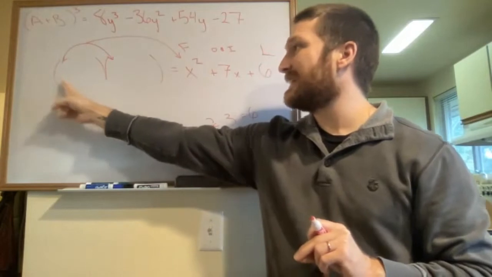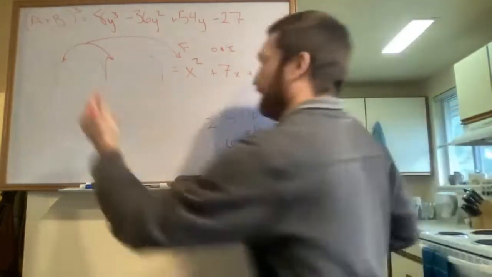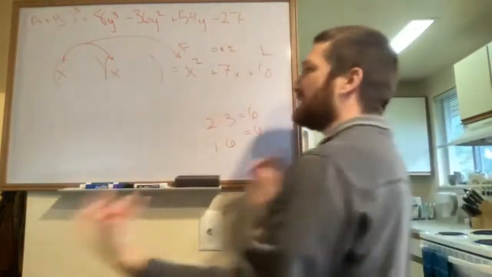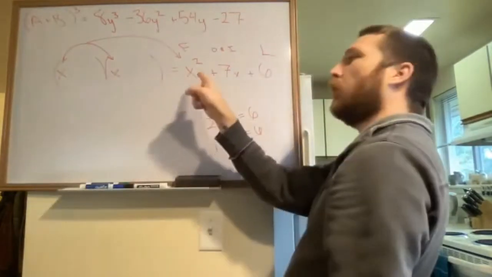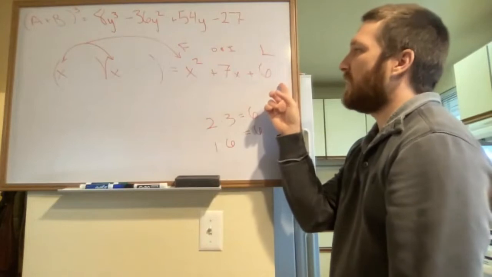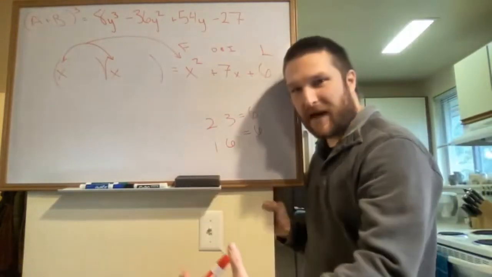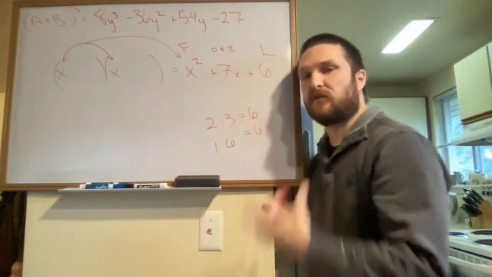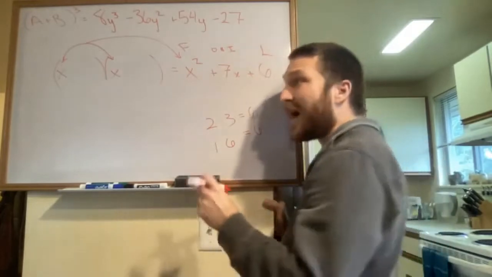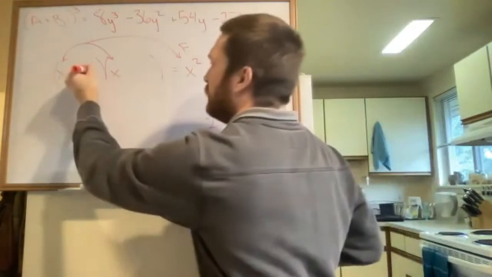So what did this and this have to be? X's. No question about it. It has to be X's because first, outer, inner, last. I do the first, I get x times x. That's the only way to get x squared. Okay, what about the last? Last gives me 6. So again, we're back in the same scenario. It could be 2 and 3, could be 1 and 6. But if I try 2 and 3, like I did last time, let's see what happens.